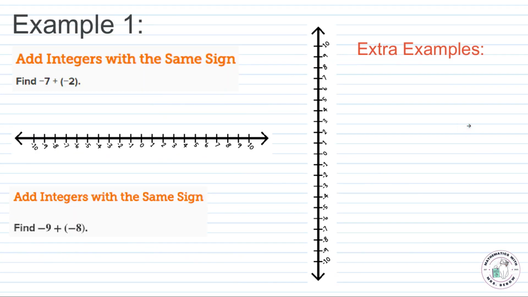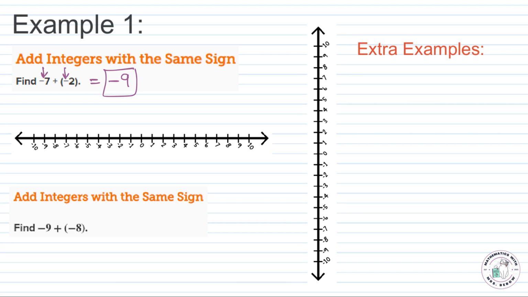All right, so let's jump into some examples here. So adding integers with the same sign is really quite simple. For this first one, we're taking a look at finding -7 plus -2. So notice again, we have a negative here as well as another negative, so -7 and a -2. And when we have the same sign, the trick is just to keep the sign and add like normal. So 7 plus 2 is going to be 9, but since they're both negatives, this would be a -9, and that would be my final answer.